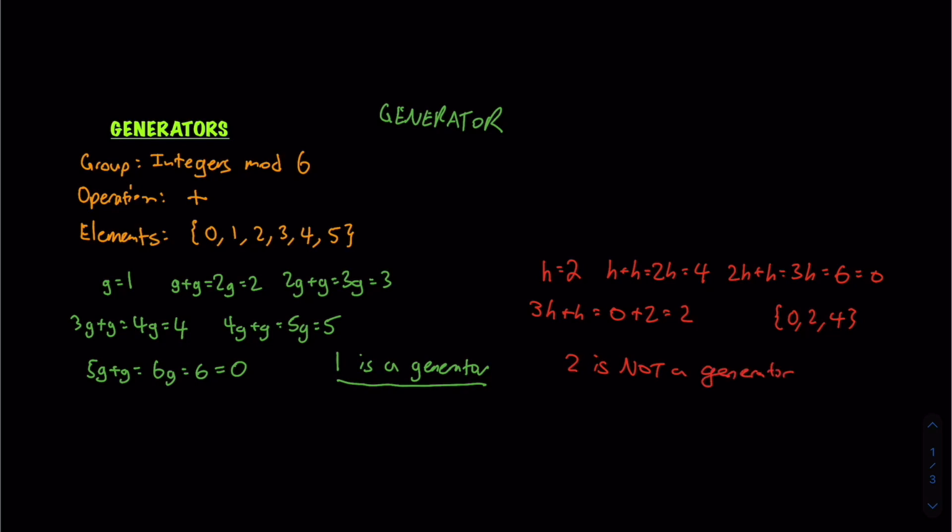However, we can say that 2 generates a subgroup, which is a group that is a subset of another group. And we say that 2 generates the subgroup {0, 2, 4}. And the order of this subgroup is 3. Now that this makes sense, let's go back to our example of an elliptic curve group.